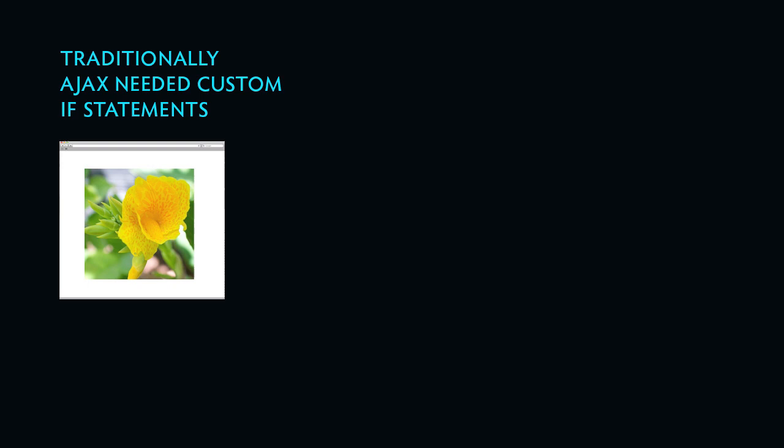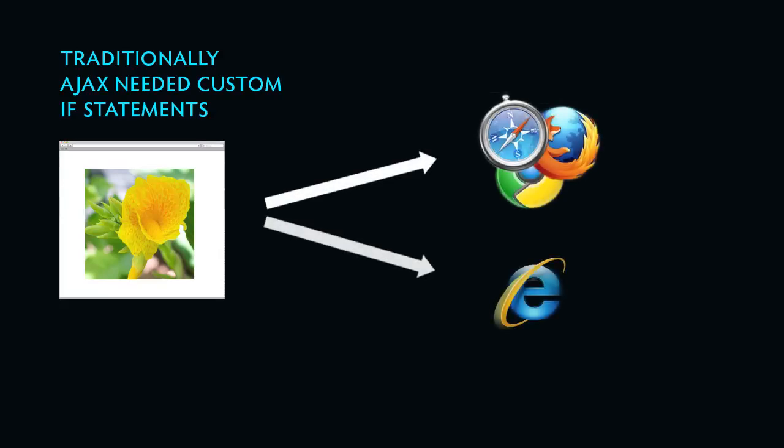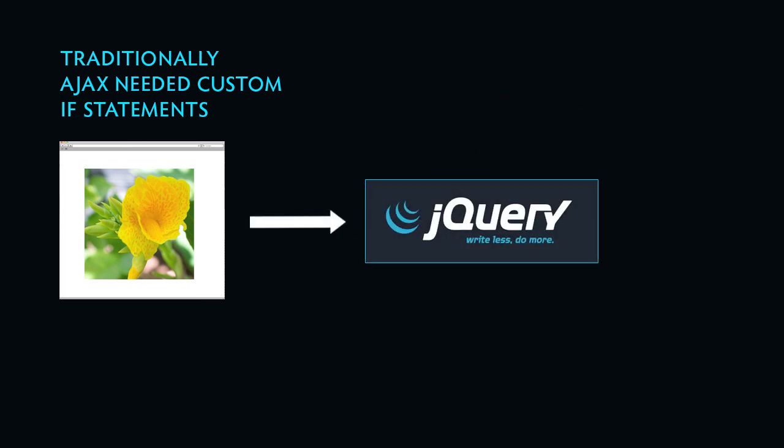Historically, browsers implemented AJAX calls using different methods. Programmers would need to set up if statements to apply different code for different browsers. jQuery abstracts these differences away so the programmer doesn't have to be concerned with browser compatibility.